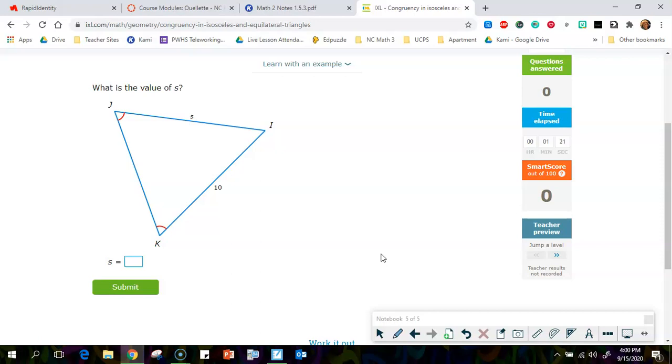And this one, it looks like it's an isosceles triangle because they've got two angles that are marked congruent to each other. So angle J and angle K are marked congruent to each other. And then what they're asking for is the measure of side S. So if you remember, if you've got two angles that are congruent, that means this side and this side are also congruent. So side S would be congruent to the side that's 10. So side S would be 10.